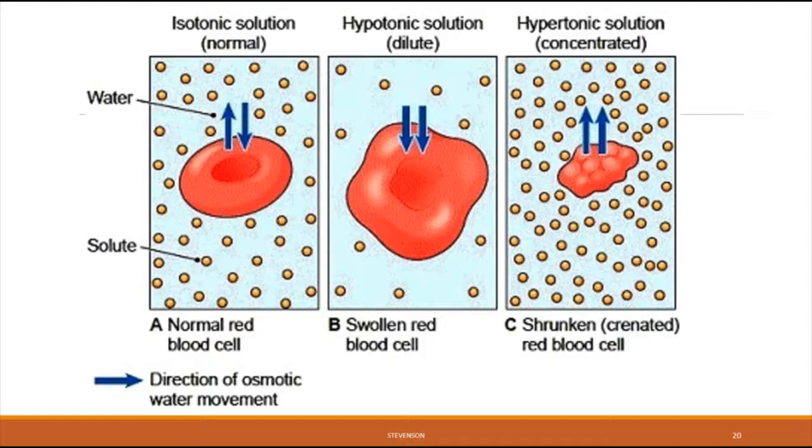So the perfect concentration for a cell is an isotonic solution. Hypotonic is too dilute, hypertonic is too concentrated, and both of those can have consequences for the cell.